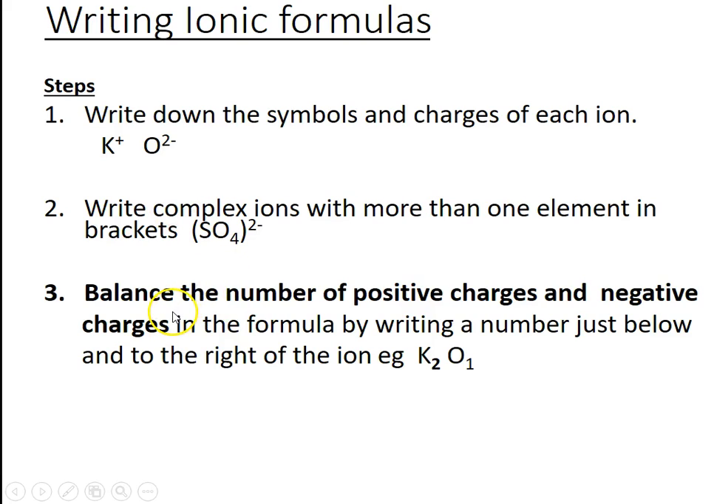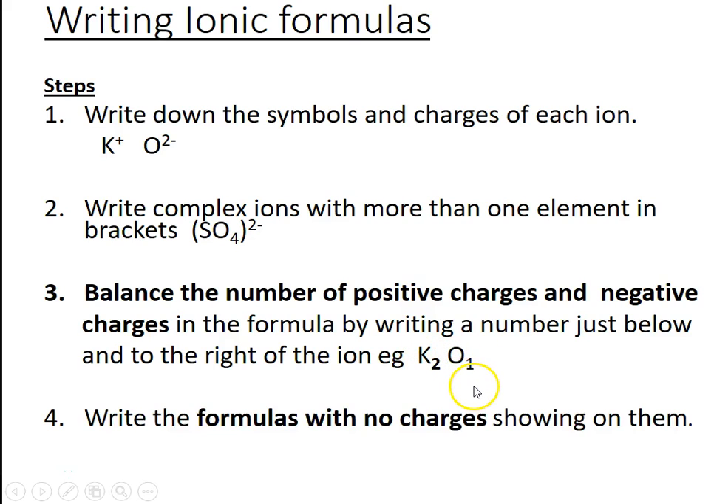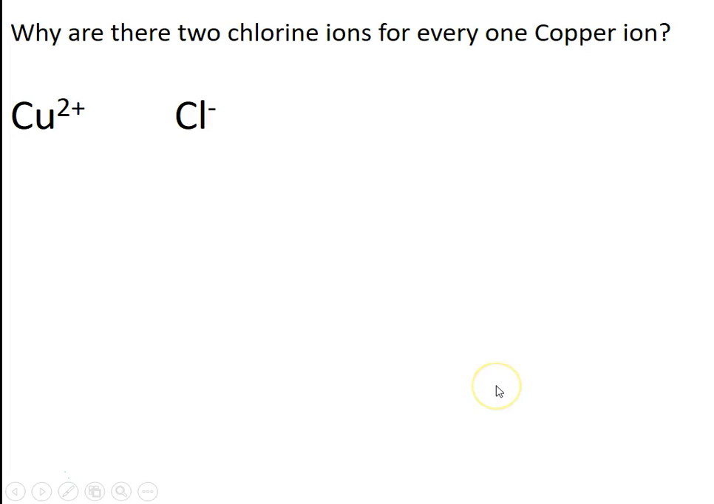So you've got your ions, and then you need to balance the number of positive charges and negative charges in the formula so that you have the same number of positives and negatives. And that's what these numbers down the bottom are, to balance the numbers. So that means you've got 2 potassium and 1 oxygen in the formula. When you write these formulas, you don't show the charges. The charges are hidden when you actually write the balanced formula.